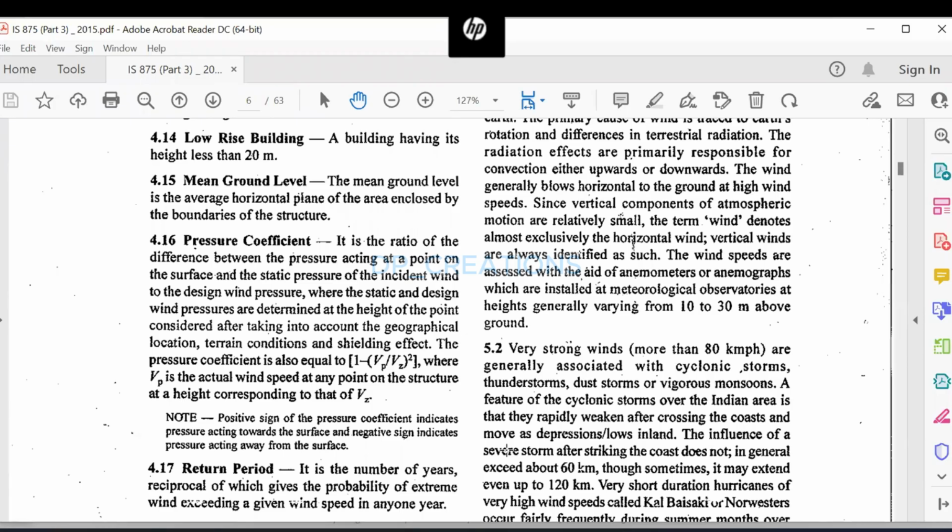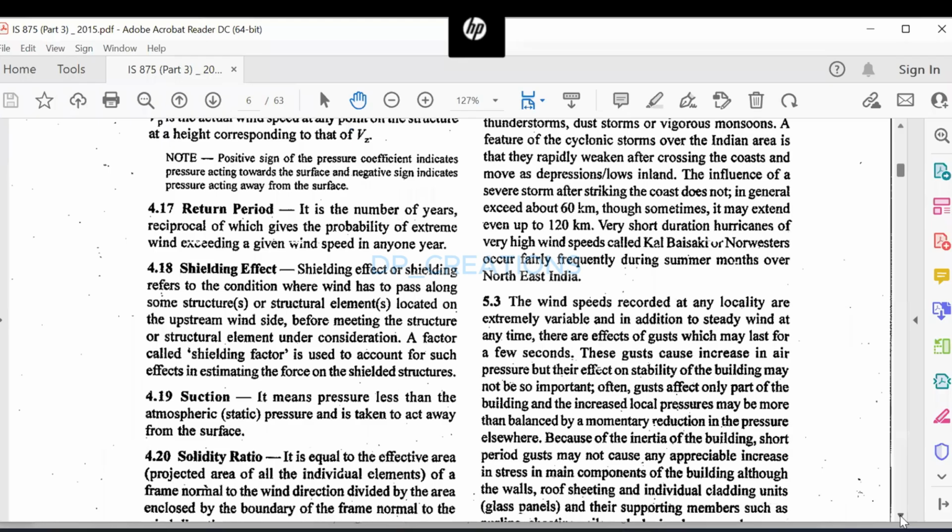The positive sign of the pressure coefficient indicates pressure acting towards the surface, and the negative sign indicates pressure acting away from the surface. So we have two types of pressures. One is the external pressure acting downward, and the other is the lifting pressure, one pressure from outside to inside, one from inside to outside. That difference is your pressure coefficient. Very useful, which we have to calculate on our structure also.